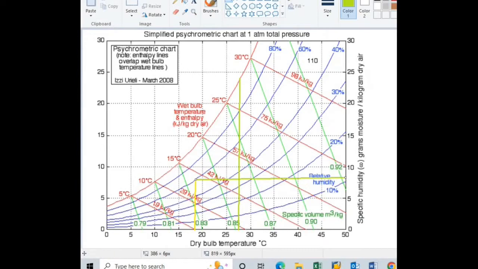Now we will find out what is the specific humidity. So from this point 2, I will draw one horizontal line passing through this point 2. So here, what is the value for specific humidity? So it is slightly below this 25. So the exact value is 22.6 grams per kilogram. So these values we have to note down.